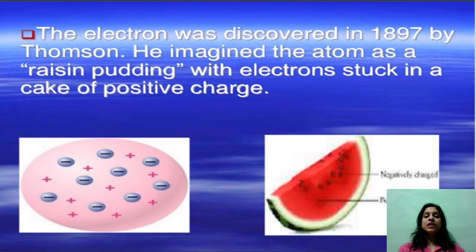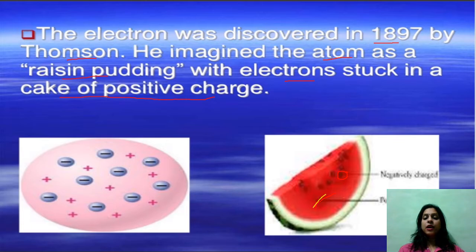This later on the electron, which was attracted toward the positively charged particles, was discovered by Thomson in 1897, and he at that time imagined that the atom is like a raisin pudding. ठीक है, or we can say just like the electrons stuck in a cake of positive charge. तो बिल्कुल ठीक वैसे ही जैसे यहाँ पे आप देखेंगे, ये वाटरमेलन के अंदर आपका नेगेटिवली चार्ज पार्टिकल सीड्स है, और जो रेड कलर का पूरा बाकी का पोर्शन है, that is the positively charged particles.